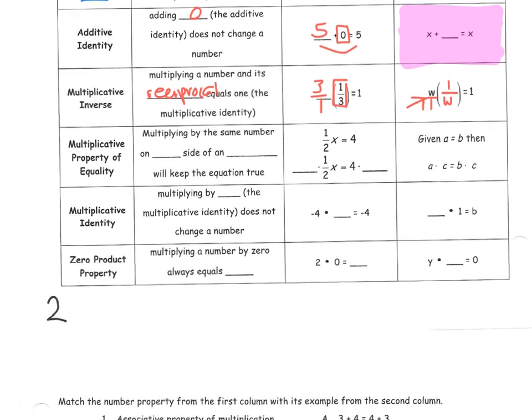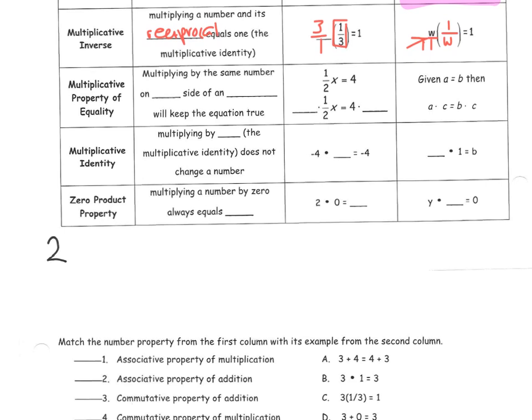Okay, and we're almost done with our definitions. We have the multiplicative property of equality. Again, this is really just saying what I multiply to one side, I must do to the other, similar to the additive property of equality. So if I multiply by the same number on both sides of an equation or an equal sign, it's going to keep the equation true. So if I'm trying to solve for x here, I'm going to probably want to multiply by the reciprocal of 1/2. And the reciprocal of 1/2 is 2 over 1, and we have to do that on both sides to satisfy this property. All right, almost there.